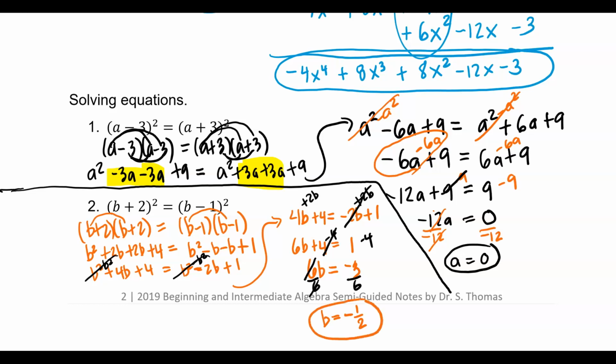So for the first problem, our answer was 0. But for the second problem, our answer was negative 1/2. So that concludes our lesson on 4.6, multiplying polynomials.